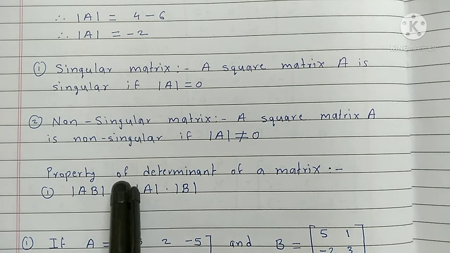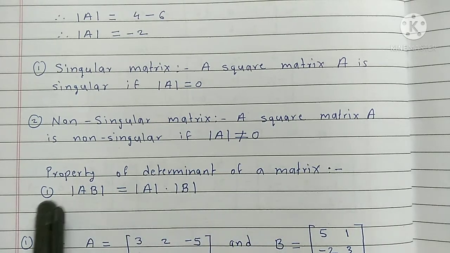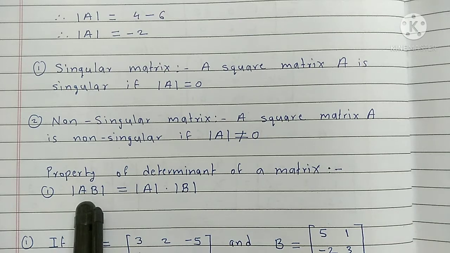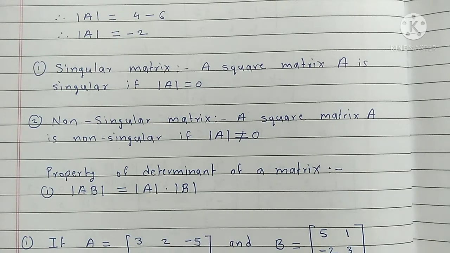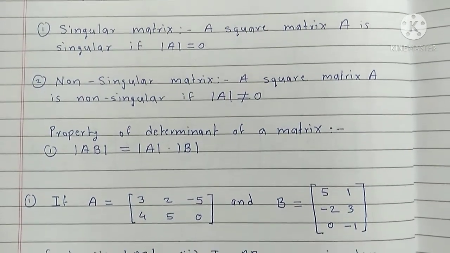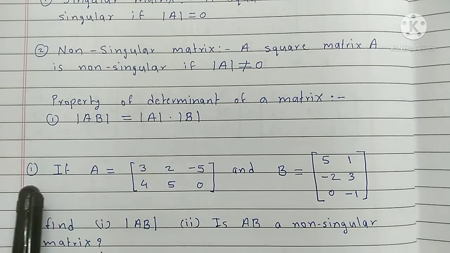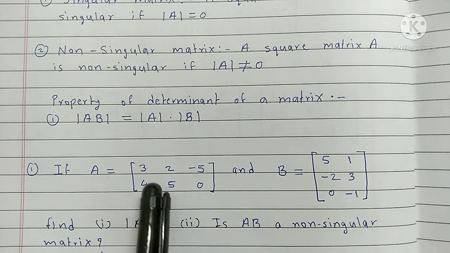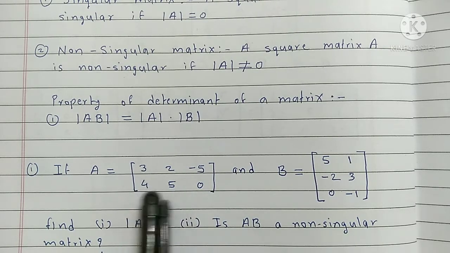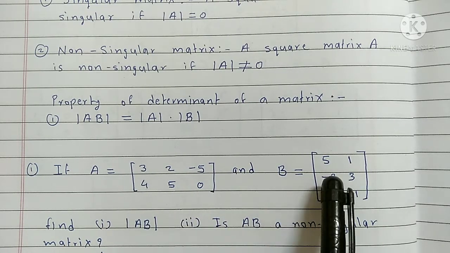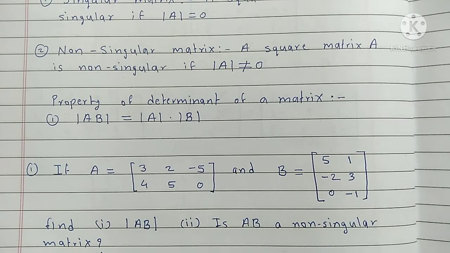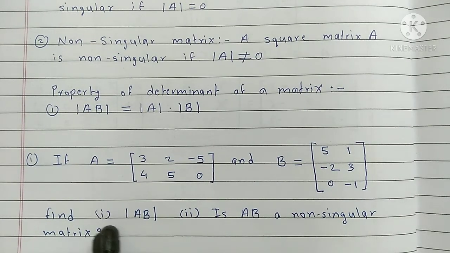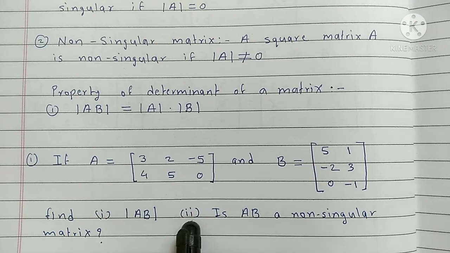Next is properties of determinant of matrix. First property is determinant of AB is equal to determinant of A into determinant of B. Now we'll see some sums on this property. If A is equal to 3, 2, minus 5, 4, 5, 0 and B is equal to 5, 1, minus 2, 3, 0, minus 1, then find first one determinant of AB and second one is AB a non-singular matrix.